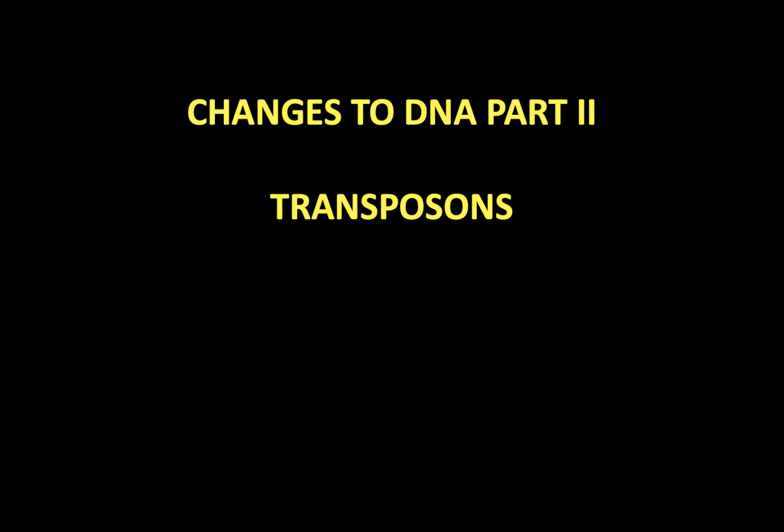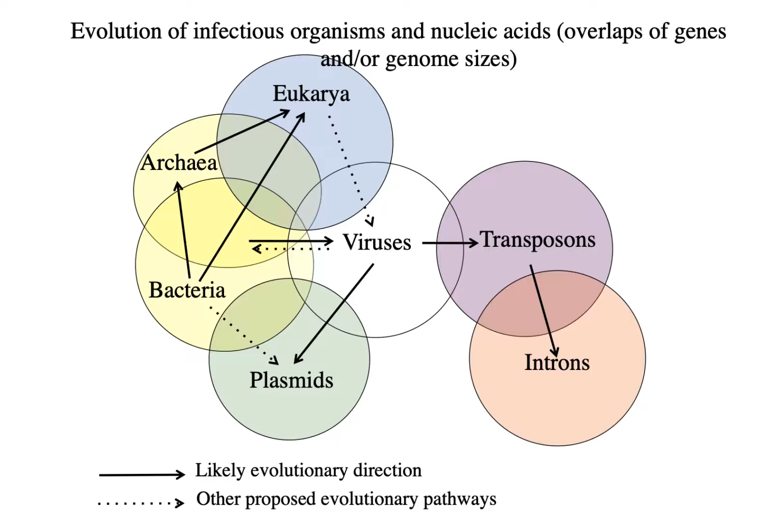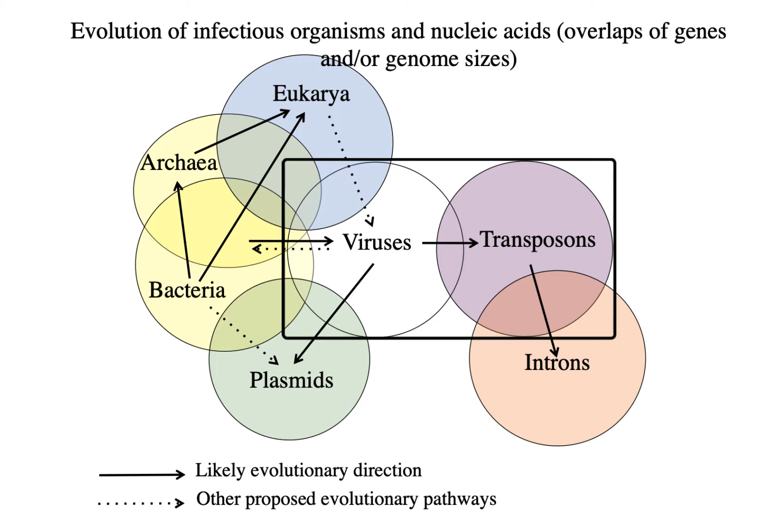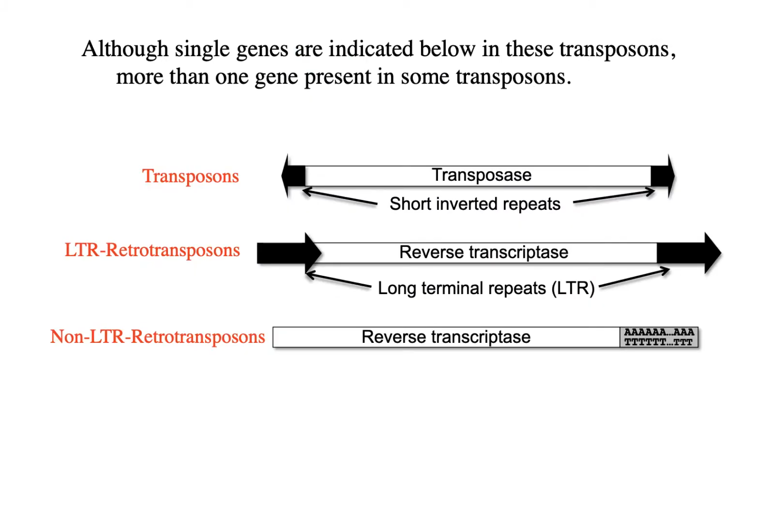Hi, this is the second part of changes to DNA, and I'll be discussing primarily transposons in this section. In general, transposons have some similarities to viruses, but they can't infect from one cell to another. As I said in the last presentation, DNA viruses and RNA viruses have some similarities to DNA transposons as well as RNA retrotransposons. There are three general types of transposons and retrotransposons.